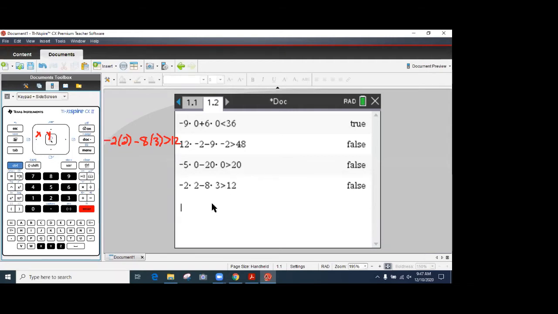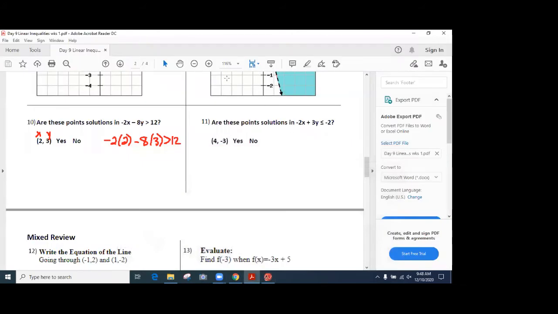All right, number 11. Oh, well, actually, let me go back because I just want to make sure y'all see where I'm getting these numbers from. All right, so number 11, we're testing 4 and -3. So we're going to go -2 parentheses. 4 is my x. Okay, so 4 is my x, and -3 is my y. So +3 parentheses -3 goes in for y is less than or equal to -2.